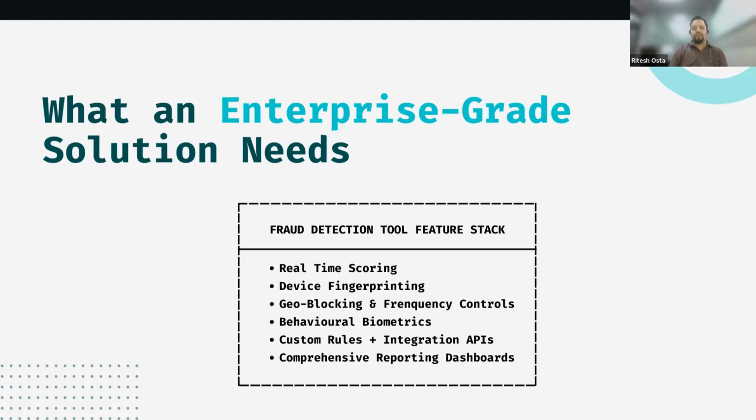So this is the fraud detection tool feature stack: real-time scoring, device fingerprinting, geo-blocking, frequency control, behavioral biometrics, custom rules, integration API, and then comprehensive reporting dashboards. After the custom rules, integration API and comprehensive reporting dashboards, this is where the humans come into the picture to solve the problem, right? So this whole fraud detection tool stack needs to be built if you want to put up an enterprise grade solution.